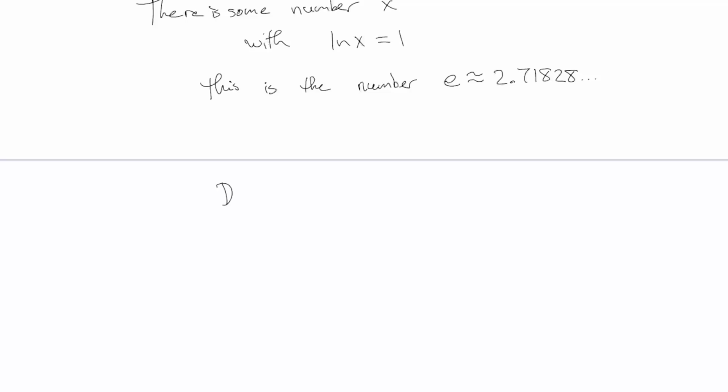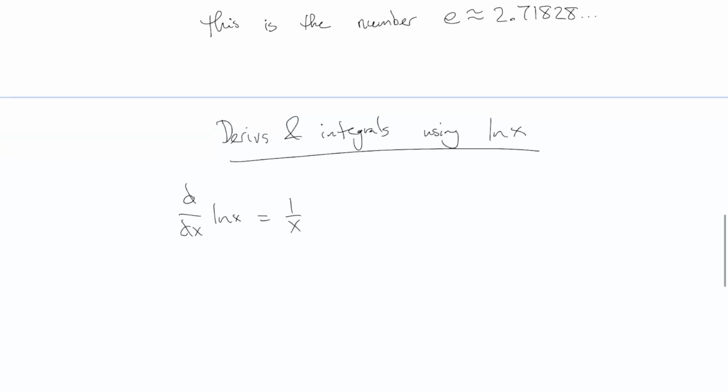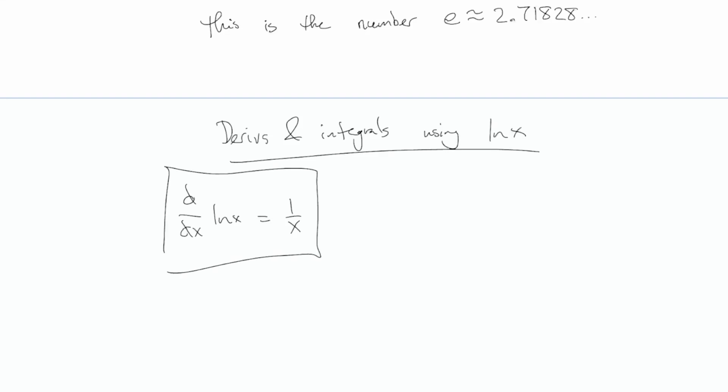Let's talk about derivatives and integrals using ln of x. All right, still on the topic of the natural log. Derivatives and integrals using the natural log of x. So the important properties that we have talked about are this. The derivative of ln x is 1 over x. All right, this you absolutely need to know. We will be using this often.